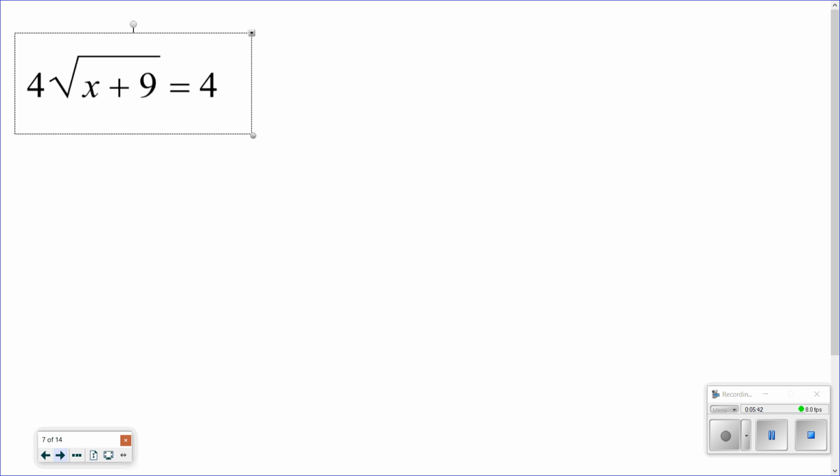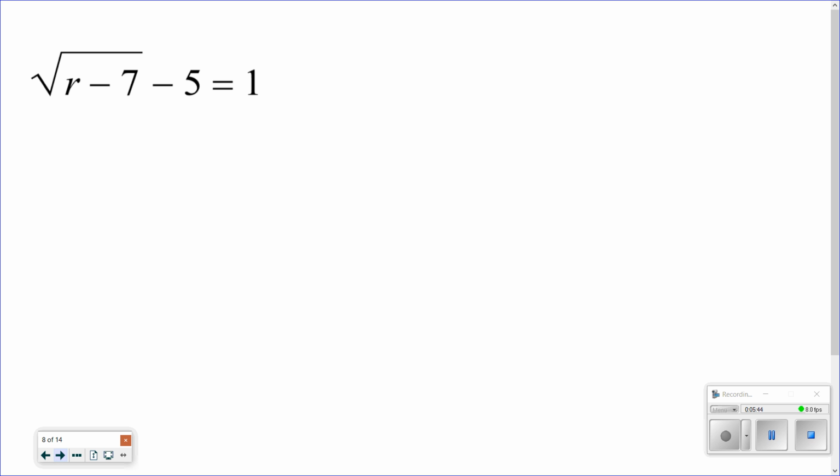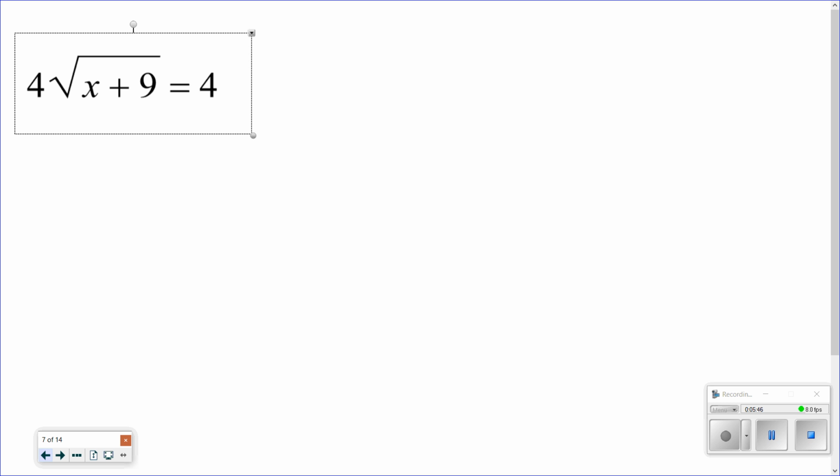Let's just do 1 or 2 more. I'm going to skip past. Well, let's actually do that one. I have 4 times the square root of x plus 9 equals 4. Remember, get the square root by itself. I want this part by itself. This time it's 4 times that. It's not a separate term. It's multiplied by it, so I have to divide by 4. Those 4's reduce down to 1. It goes away.